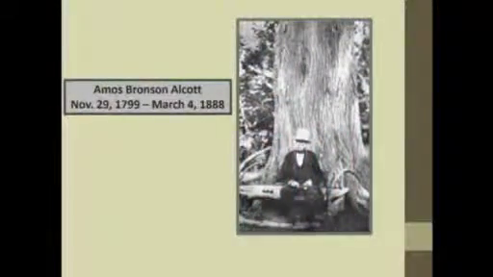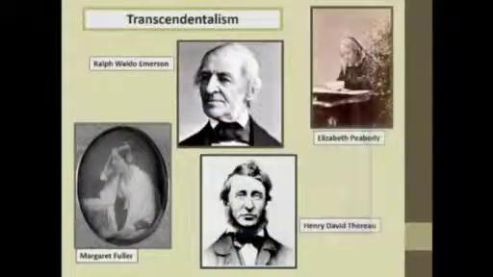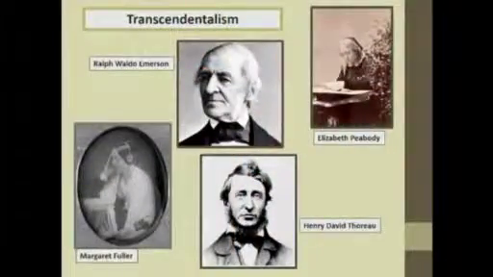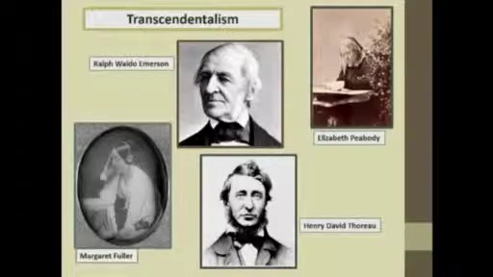Bronson Alcott was born in 1799. His formal education was limited. He was mostly a self-educated man. As a young man, he became part of the group known as New England Transcendentalists, a group of intellectual thinkers and writers who dominated intellectual life in the mid-19th century in the United States. They included people like Ralph Waldo Emerson, Henry David Thoreau, Margaret Fuller, my favorite, and Elizabeth Peabody.